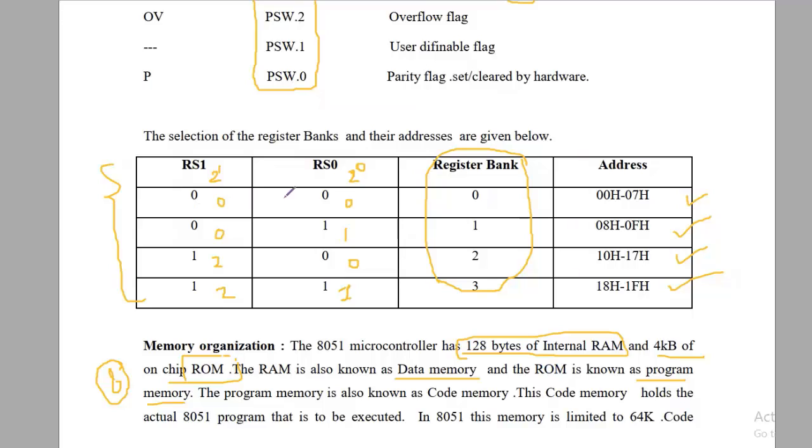Okay, so you can say it as when it is 00, then it is 2 to the power 0. You must be familiar with the binary thing, to convert binary into decimal. So we are doing this thing. Finally, 00 represents the 0th register bank, which is having the address from 0 to 7. So it is having 8 registers here.